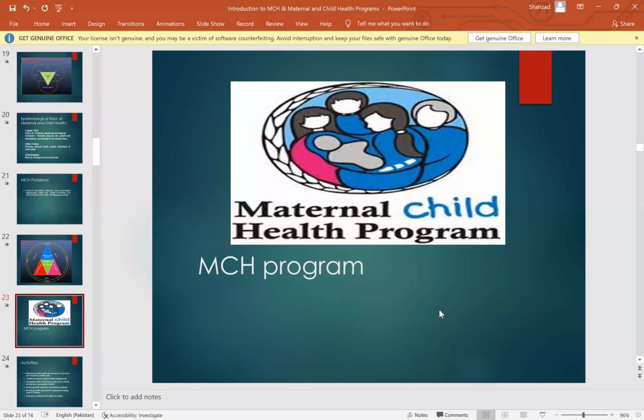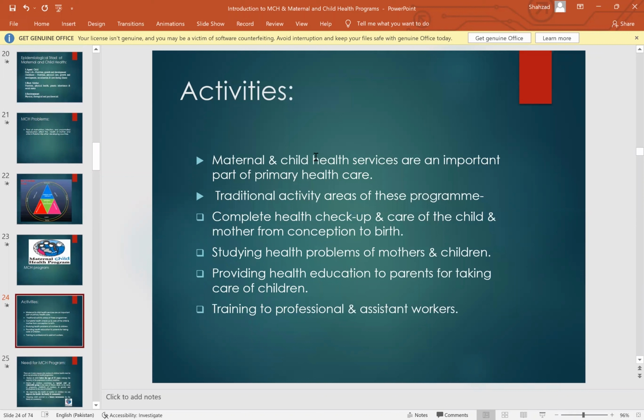Maternal Child Health Program. Its activities: maternal and child health services are an important part of primary health care. Traditional activity areas of these programs are complete health checkup and care of the child and mother from conception to birth, studying health problems of mother and children, providing health education to parents for taking care of children, and training of professional assistant workers.